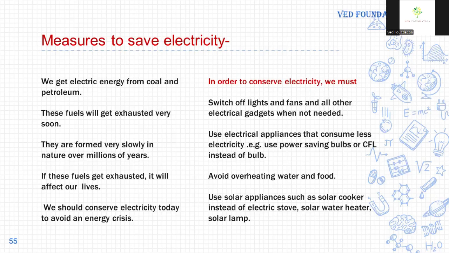In order to conserve electricity, we must do the following things. First, switch off lights and fans and all other electric gadgets when not needed. Second, use electrical appliances that consume less energy. Use power saving appliances that consume very little electricity. Next, avoid overheating water and food. Next measure is to use solar appliances such as solar cooker, solar water heater, etc.